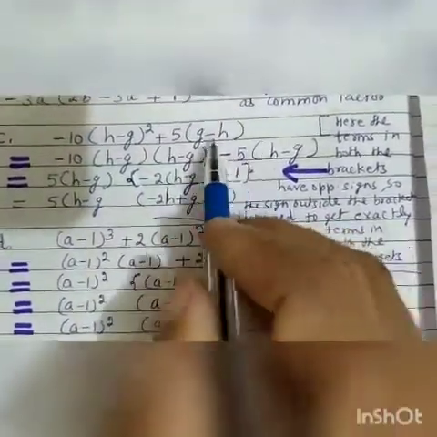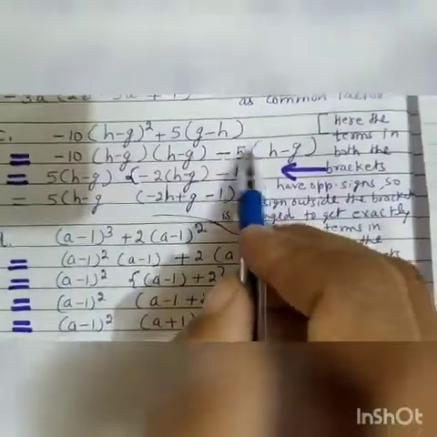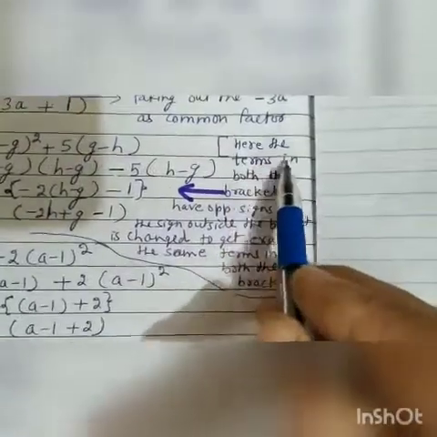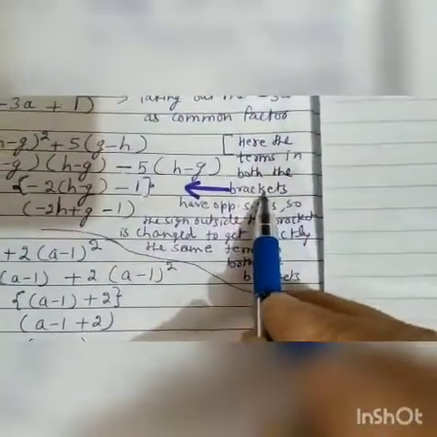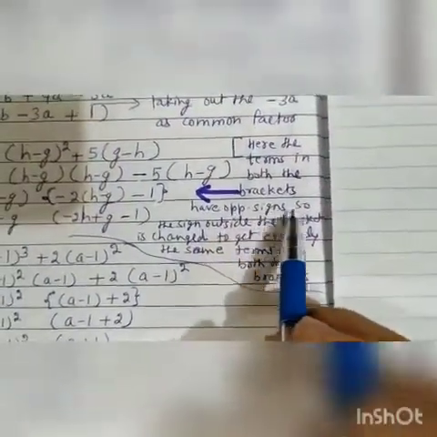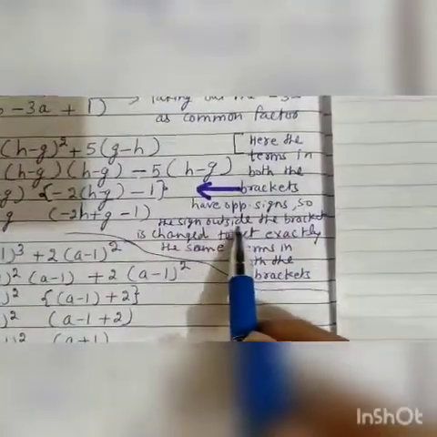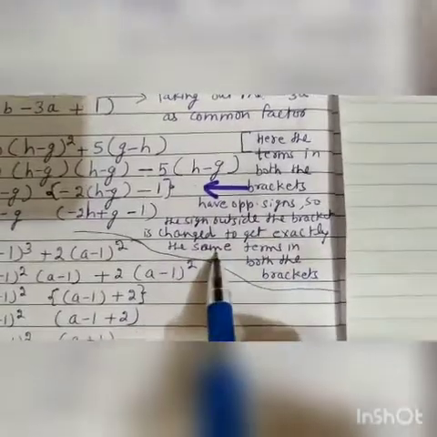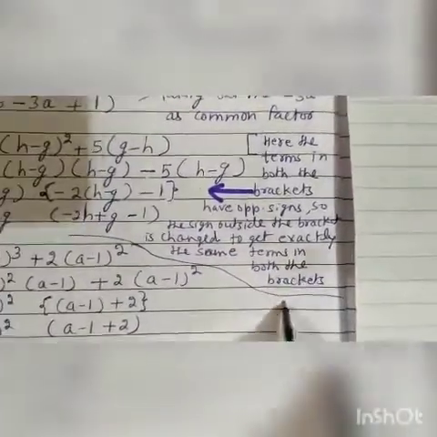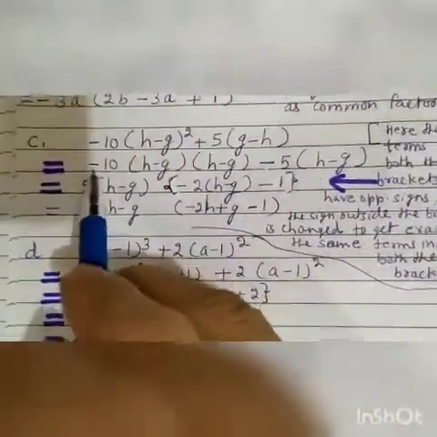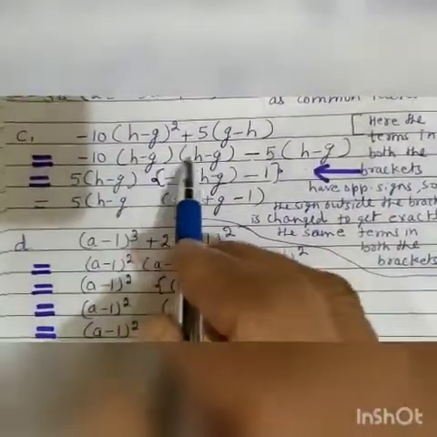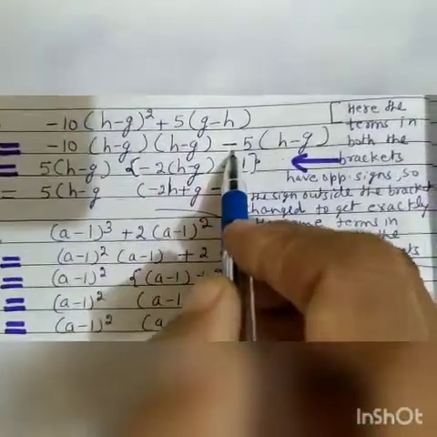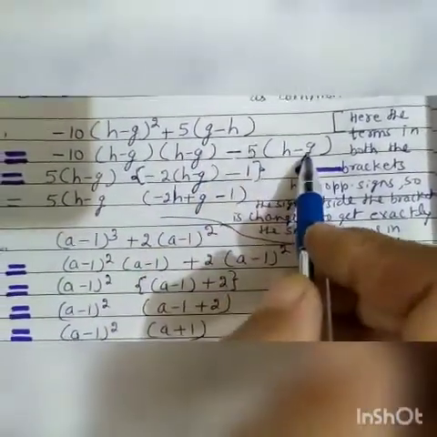Now see here, h becomes positive and g becomes negative. I have also written here that the terms in both the brackets have opposite sign. So the sign outside the bracket is changed to get exactly the same terms in both the brackets. So minus 10 (h minus g) we have written 2 times, plus 5 we have changed to minus 5, then it will become h minus g.